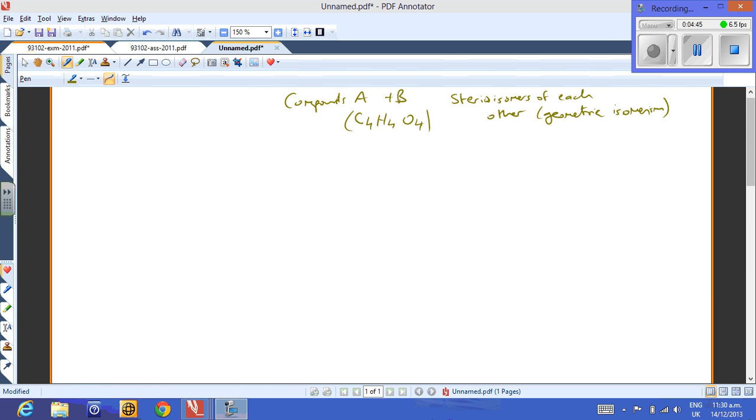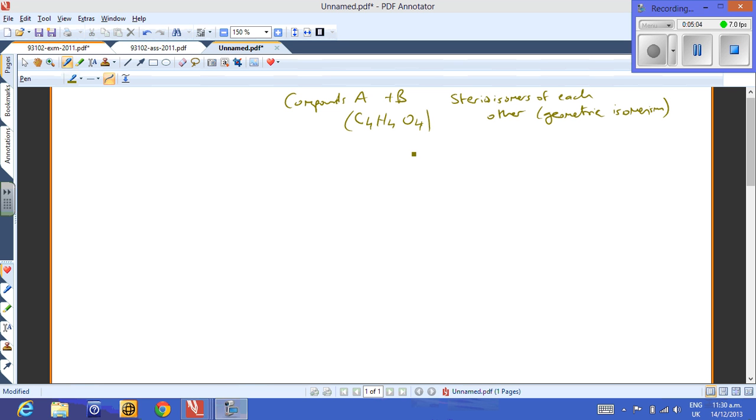All right, so I've a new page here, and as I've recommended before, you want to have a printed copy of the exam question in front of you as you watch these videos, just to keep track of where I get all this information from. The molecular formula for compounds A and B is C4H4O4.